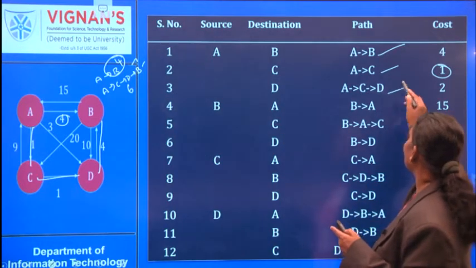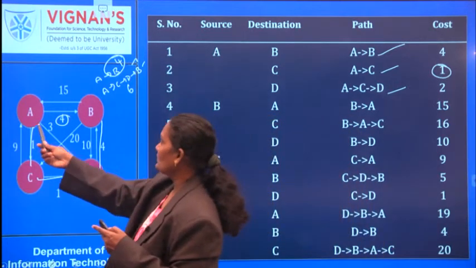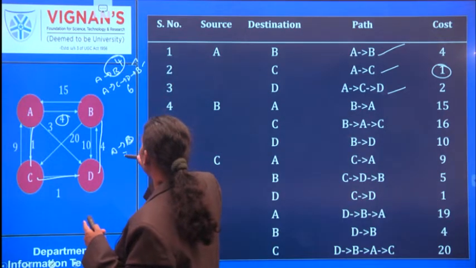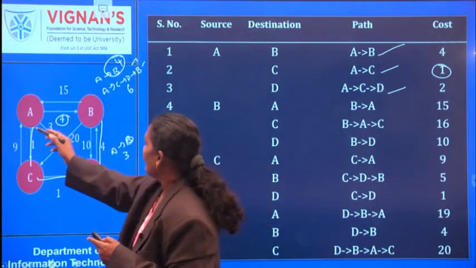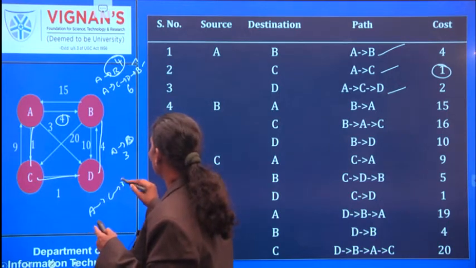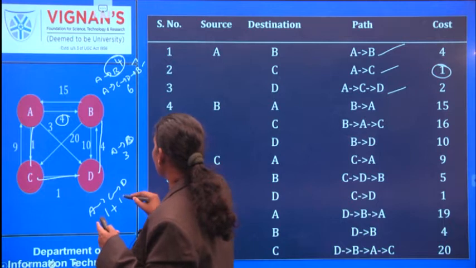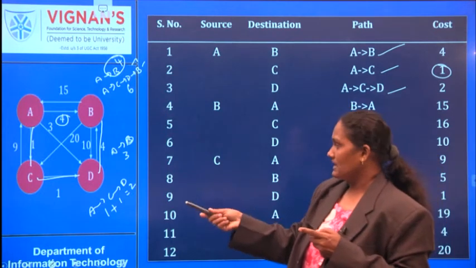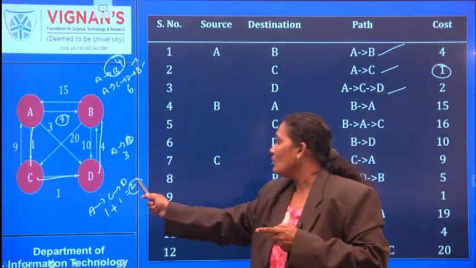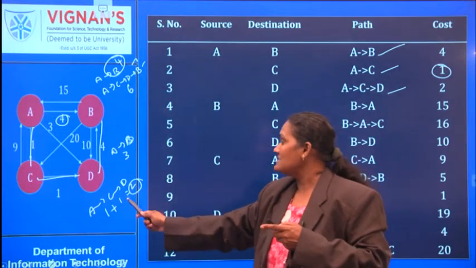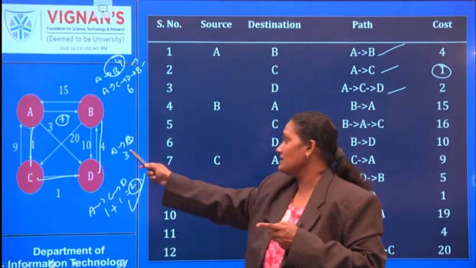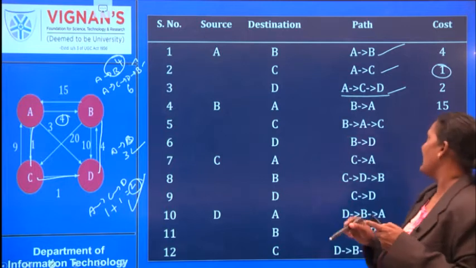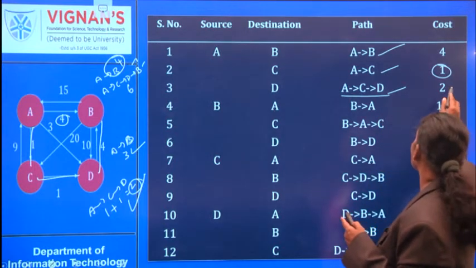And coming to A to D, there is a direct edge from A to D whose cost is 3. But I can move A to C, C to D. Here A to C cost is 1 and C to D cost is 1, whose value is 2. That is, I can move from A to D with a cost 2 via C. So that's why this becomes the shortest path. This becomes the longest path. So here I am representing the shortest path from A to D as A to C, C to D whose cost is 2.